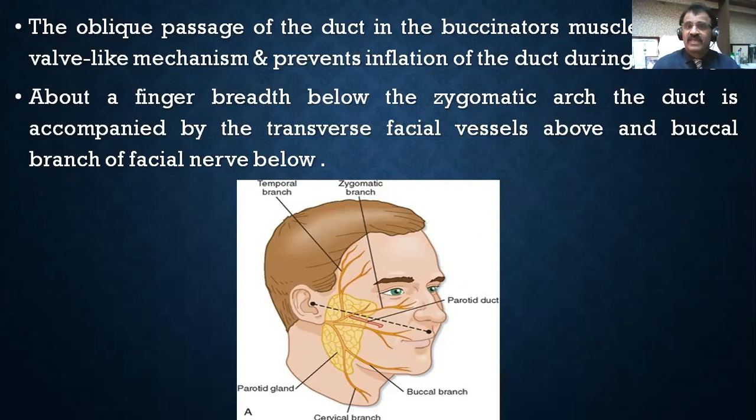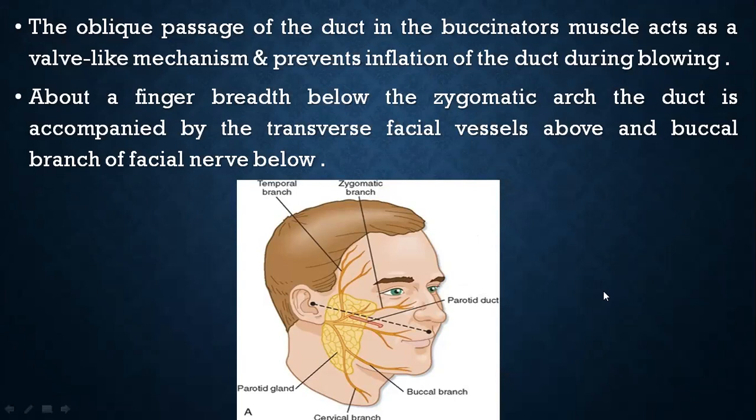It's accompanied by the transverse facial vessels above and the buccal branch of the facial nerve below. So below the zygomatic arch, the duct is accompanied by the transverse facial vessels, meaning artery and vein, above, and the buccal branch of the facial nerve below.